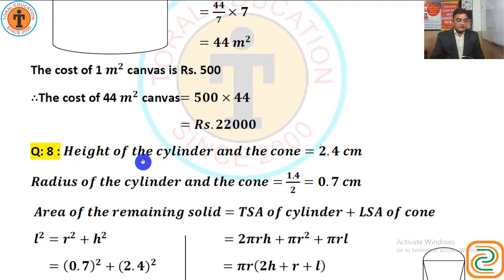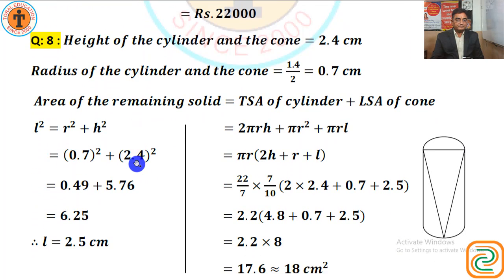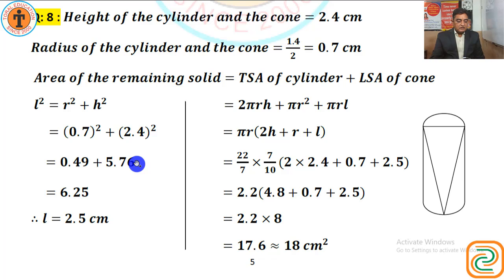Now question number 8. Question number 8 is: from a solid cylinder whose height is 2.4 centimeter, this is the cylinder, height is 2.4 centimeter and diameter 1.4, a conical cavity of the same height and same diameter is hollowed out. It is a conical cavity of the same height and same diameter. Find the total surface area of the remaining solid to the nearest centimeter square.